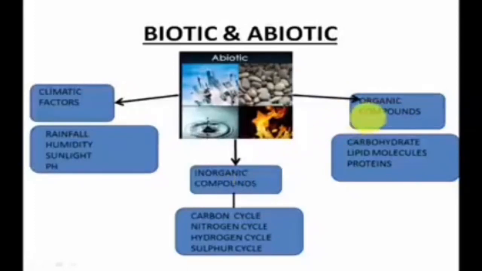The second arrow that goes downwards shows the other component of the abiotic environment, which is the inorganic compounds. Under the inorganic compounds, we have the carbon cycle, the nitrogen cycle, the hydrogen cycle, and the sulfur cycle. The third one is the organic compounds, and under the organic compounds we have carbohydrates, lipid molecules, and proteins. So the abiotic environment has three components, which are the climate factors, then the inorganic compounds, and then the organic compounds, as is in the video you're watching.